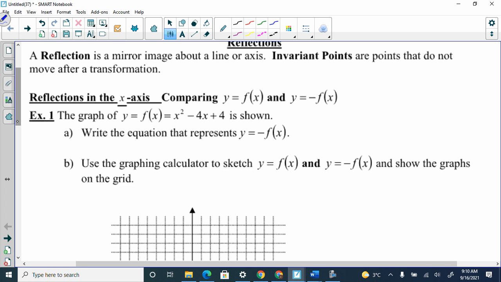So they changed that. So here, it says reflections in the x-axis, comparing y equals f of x to y equals negative f of x. So this is my graph, y equals f of x. f of x equals x squared minus 4x plus 4.